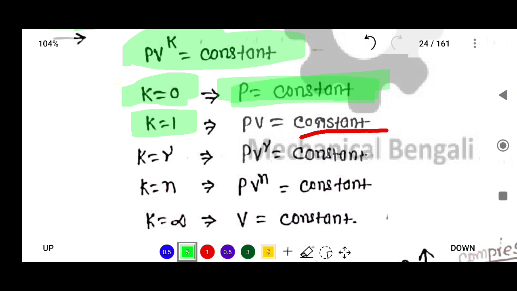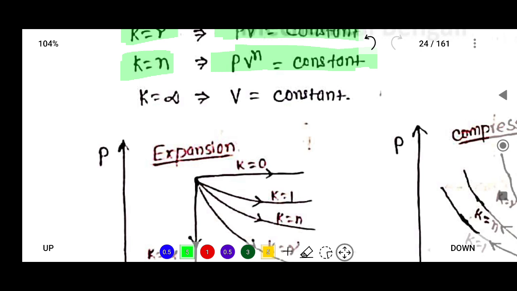Now if k equal to gamma, it is pv to the power gamma equal to constant, that is an adiabatic process. If k equal to n, that is pv to the power n equal to constant, that is a polytropic process. And if k equal to infinity, v equal to constant, that means it is a constant volume process or isochoric process.